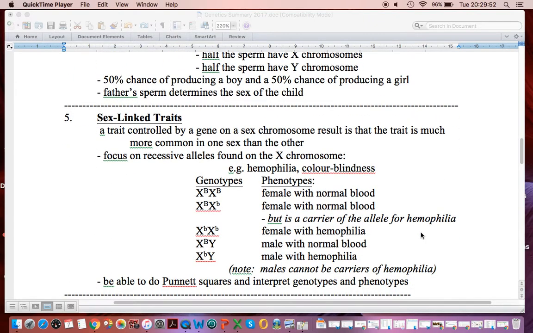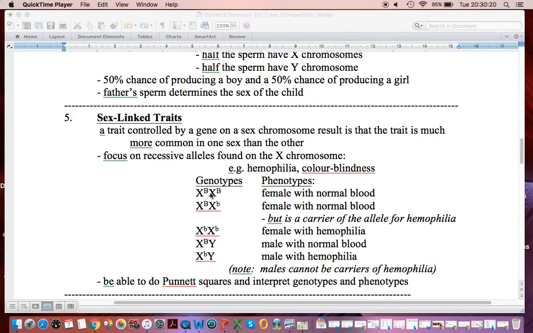Sex-linked traits are a little more challenging, and that's why we only focus on one kind of sex-linked trait in terms of traits coded for by a recessive gene on the X chromosome. And you have these in your notes, and the two we talked about were hemophilia, the disease where your blood doesn't clot properly, or red-green color blindness. We saw that there are 3 possible genotypes for a female.